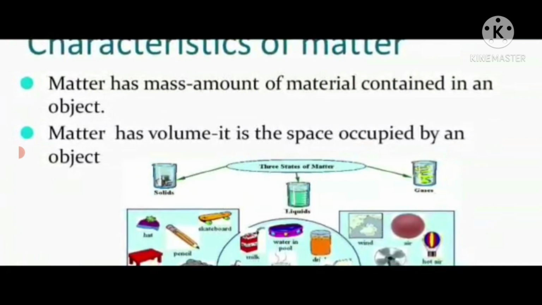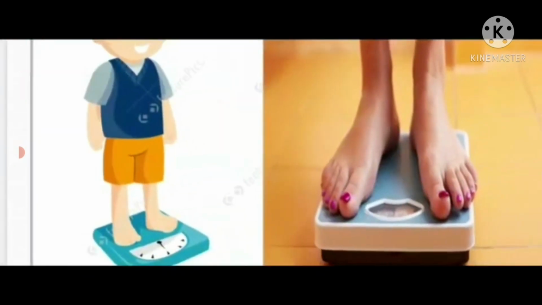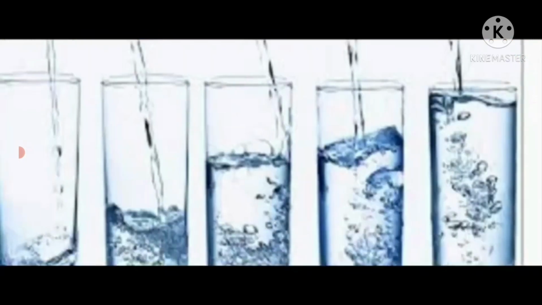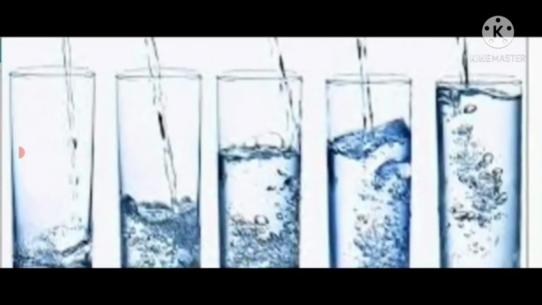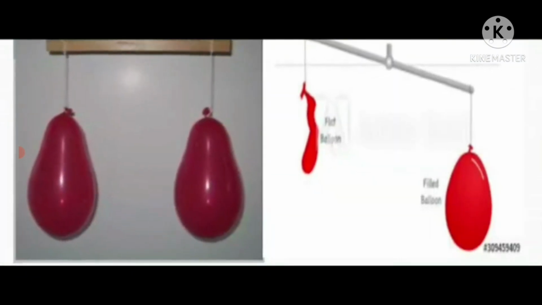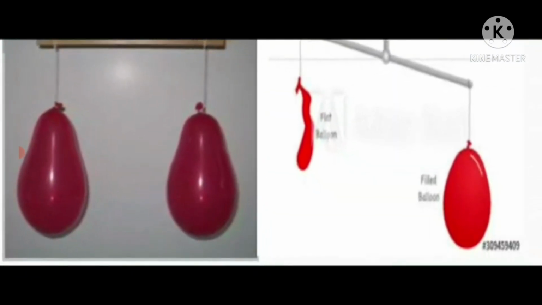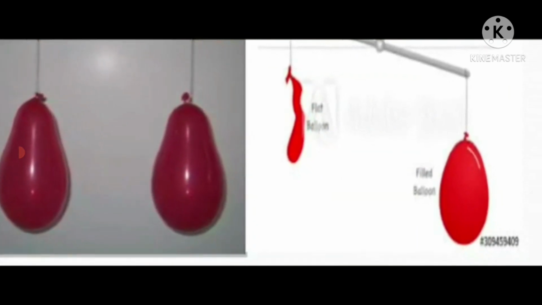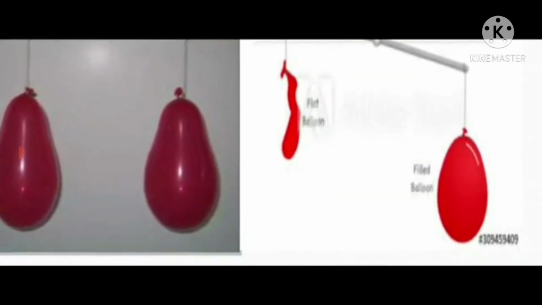Everything has mass and volume. When we go to the doctor, the doctor takes our weight. When water is added to the glass, the more is the water, the more it will be the weight of the glass. The first figure shows two balloons hanging from the sides of the ruler. They both weigh the same, as they contain same amount of air.